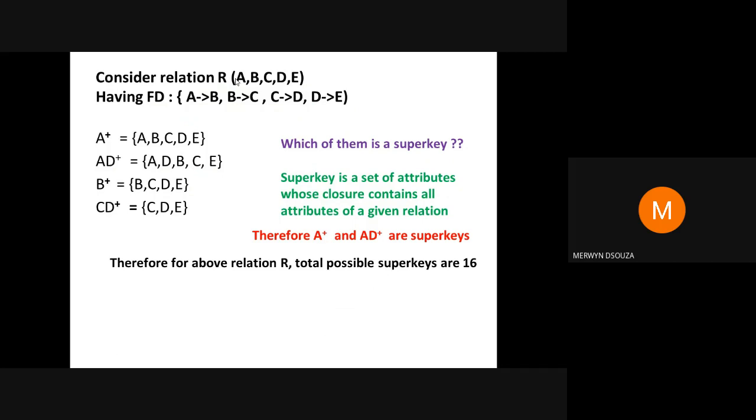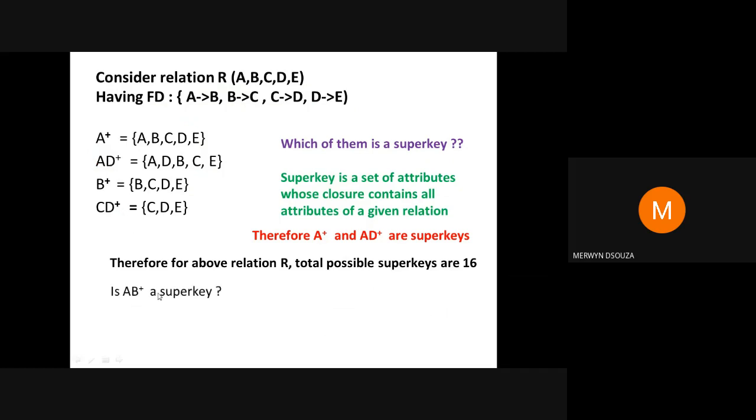Continuing from the previous slide, we have seen that A and AD are super keys. How did we find that these are super keys? You can find whether any attribute is a super key by finding its closure. We found the closure of them, and the closure of these attributes contains all the attributes from the given relation R. Therefore only we are declaring them as super keys. Without finding the closure of the attributes, we cannot decide whether any given attribute or combination of attributes is a super key.